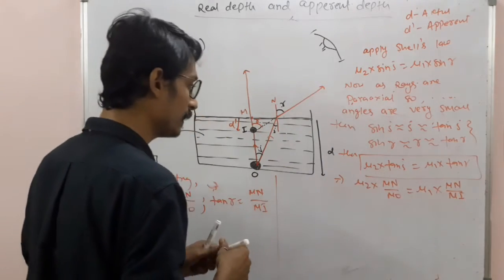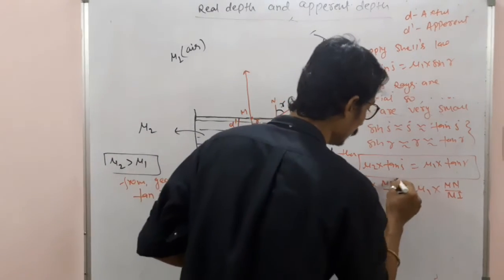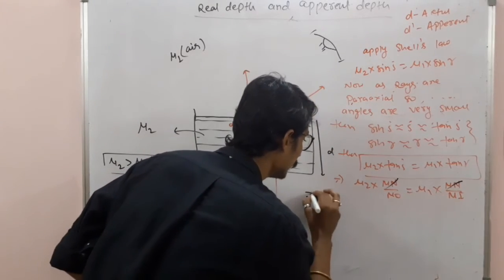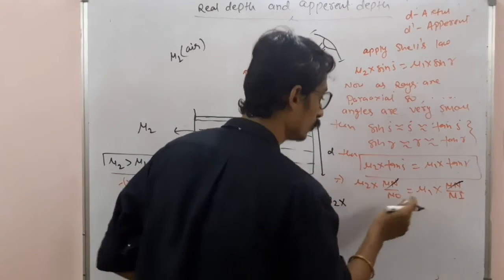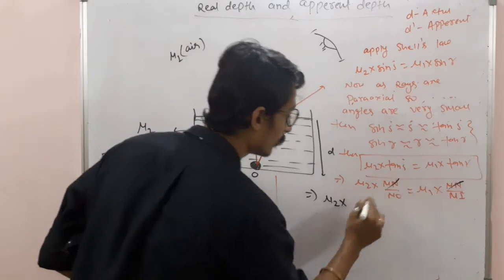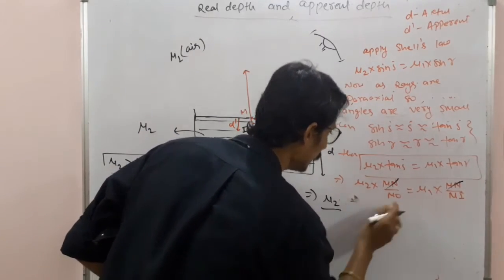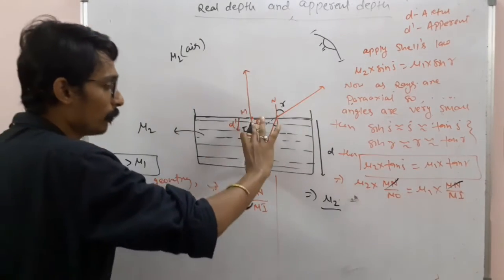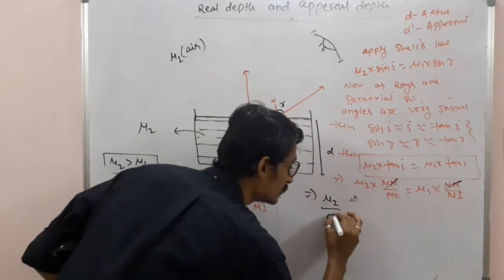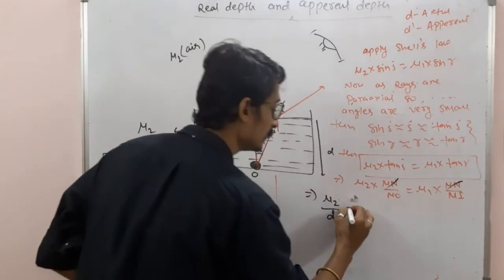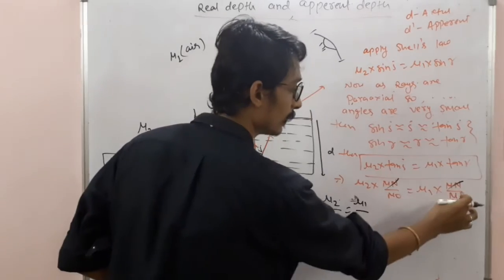Can we cancel the mu1 here? This mu1 can be cancelled from both sides? Yes. So what do we get here now? mu2 into 1 by, so let it be mu2 by mu1. What is mu1? Remember, actual depth, that is D, is equal to mu1 divided by mu1.